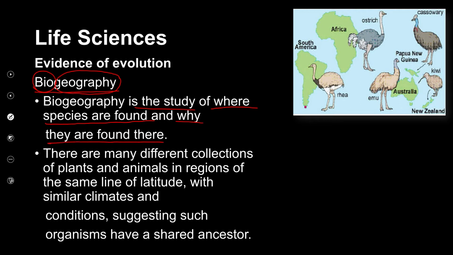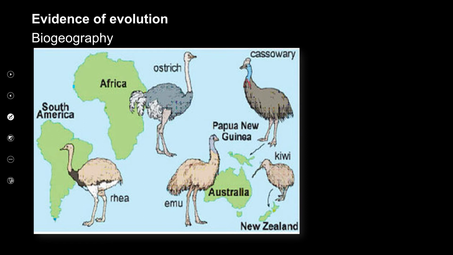All right, so if we have a look, there are many plants and animals in the world, in regions that are similar. Okay, so of the same line of latitude, similar climates and conditions, and that suggests that possibly these organisms share a common ancestor. All right, so let's have a look at the diagram over here, and in fact on the next slide we've got it a little bit larger. And this is one example of large, basically flightless birds that you can see on different continents.